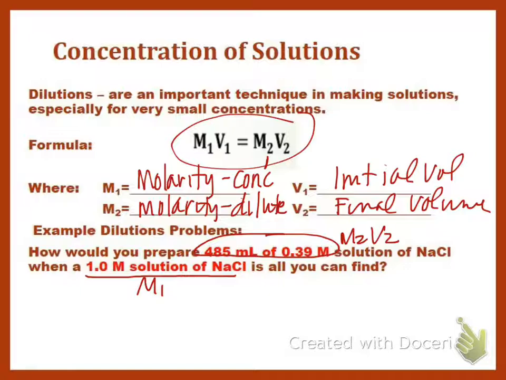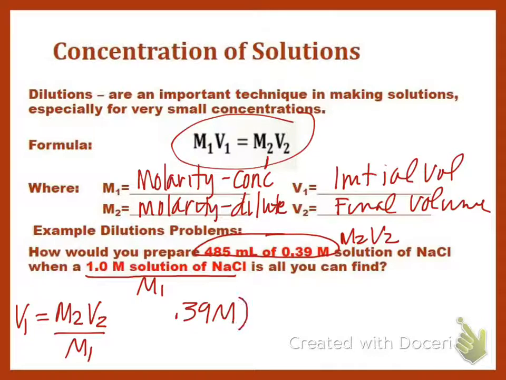Okay? So it wants to know how you would prepare this solution if you had a 1 molar solution. So what we're going to be looking for is how much of the original we would use. How much volume of this 1 molar would be used. So we're going to be solving for V1. So we're going to arrange the equation to solve for that. So it'd be M2V2 over M1. Okay? So it'd be 0.39 molar. And in this case, because we're going to have molarity on the top and the bottom, molarity is going to cancel out. So we can actually leave our volume in milliliters.